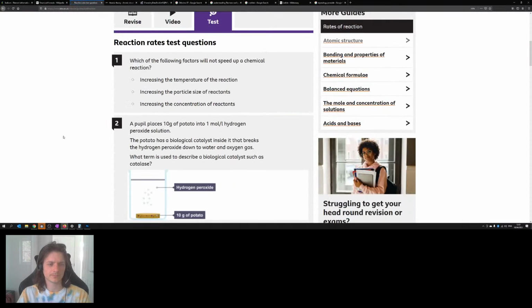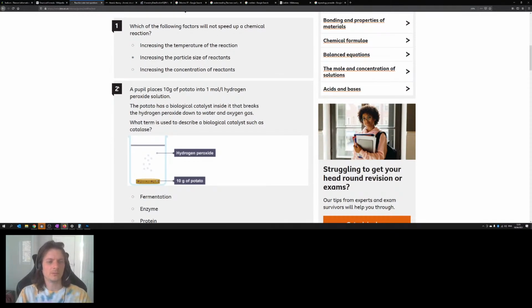Cool. Which of the following factors will not speed up a chemical reaction? Increasing the temperature, increasing the particle size, increasing the concentration. Increasing the particle size.